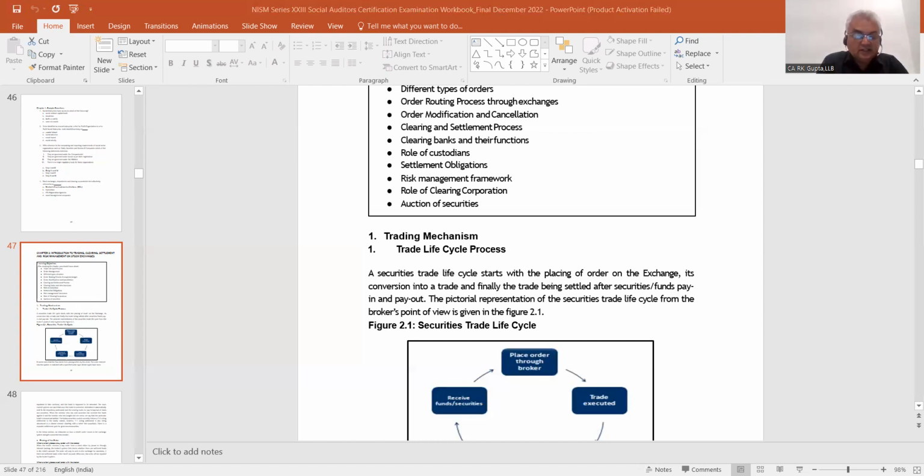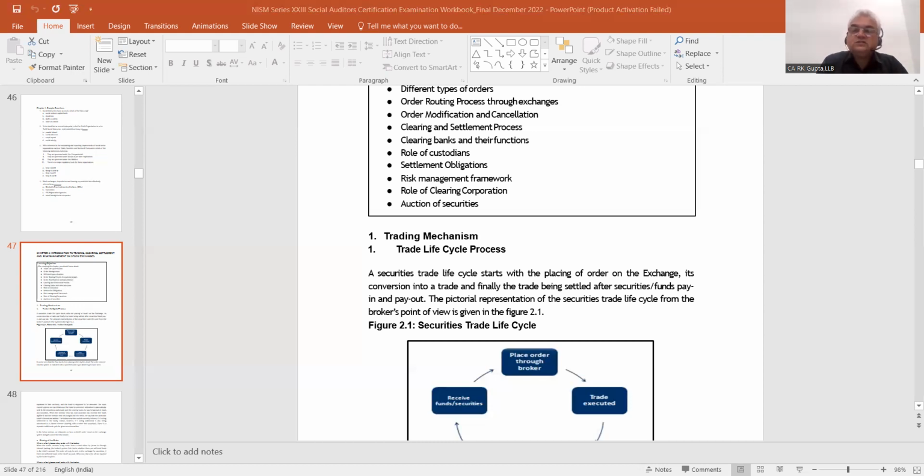Basically, it starts with the trading mechanism and it explains how a trade takes place on a stock exchange. Trade means either you want to buy or you want to sell shares. So, it starts like this. A securities trade's life cycle starts with the placing of an order on the exchange. Suppose you want to purchase certain securities or sell certain securities which are with you. First of all, you have to place an order on the exchange, then its conversion into a trade, and finally, the trade being settled after securities or funds pay in and pay out.